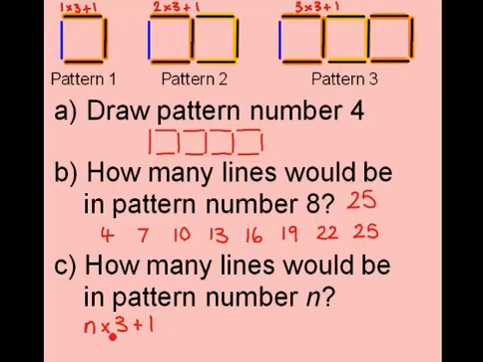Now, I need to make this more beautiful. In maths, we don't write n times 3. That's like going into a shop and asking for an apple times 3. We don't do that, we ask for 3 apples. So we change this n times 3 into 3n, and we still have the plus 1. So the number of lines in pattern n is 3n plus 1.